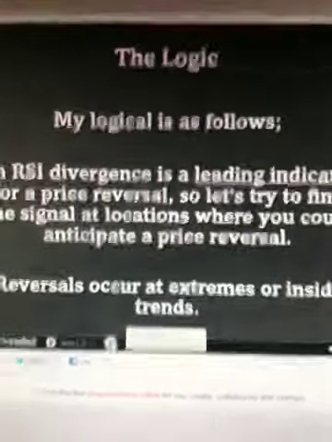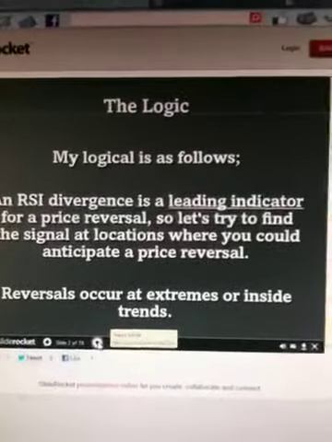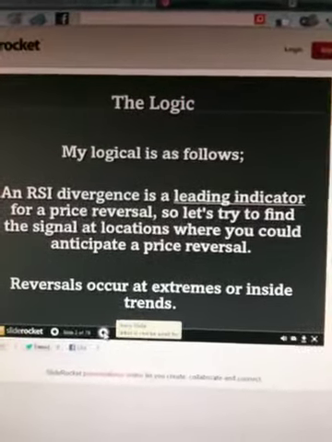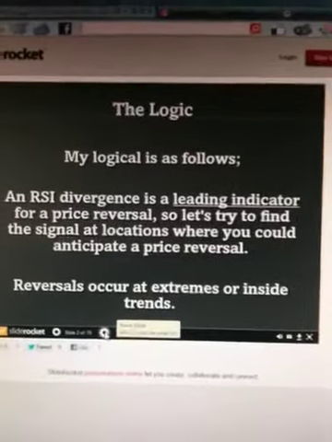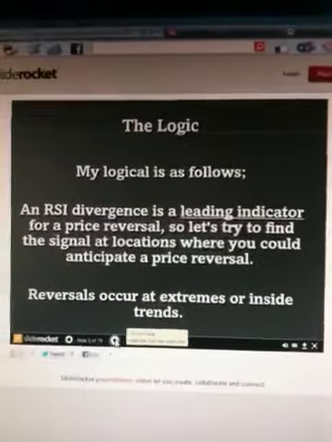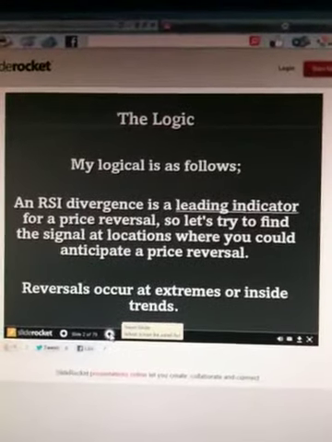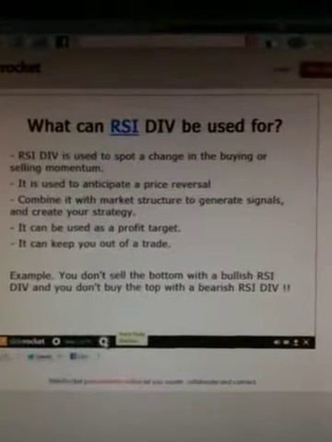So just say that my logic is simple. An RSI divergence is a leading indicator for price reversal. So let's try to find a signal at locations where you could anticipate price reversals. And let's do that at the extremes or inside trends, particularly the third test of a trend line.